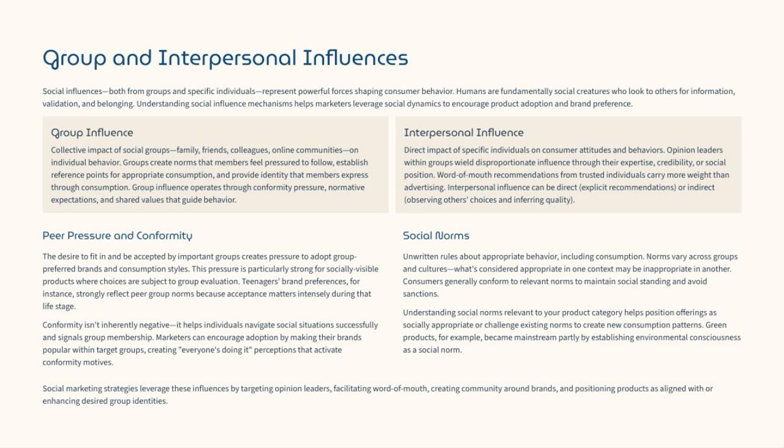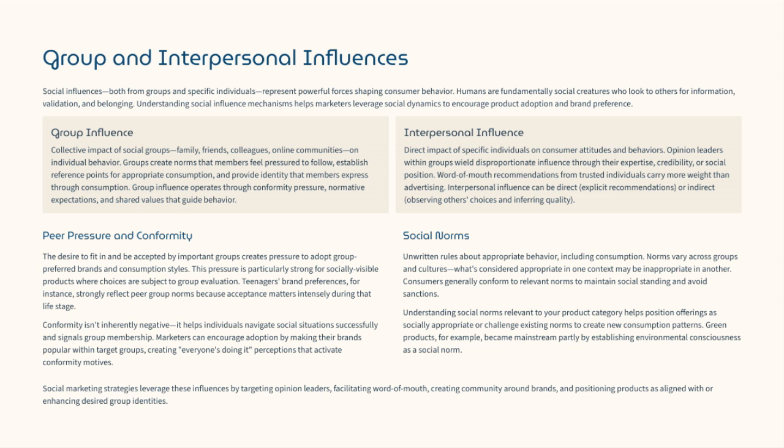Unwritten rules about appropriate behavior, what we might call norms, cover everything from daily conduct to consumption choices. These norms differ across groups and cultures. What's acceptable in one context may be inappropriate in another. Consumers generally conform to these norms to maintain their social standing and avoid sanctions, which makes understanding them essential for effective marketing. Now, it's important to note that conformity isn't necessarily a bad thing. It actually helps individuals navigate social situations smoothly and signals group membership.